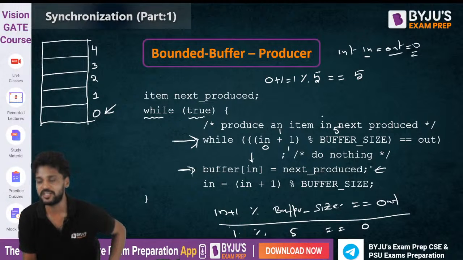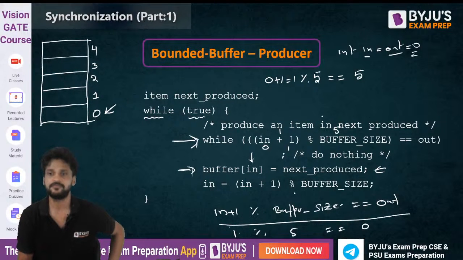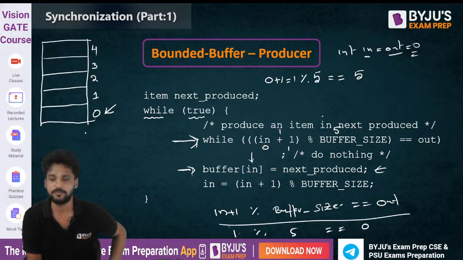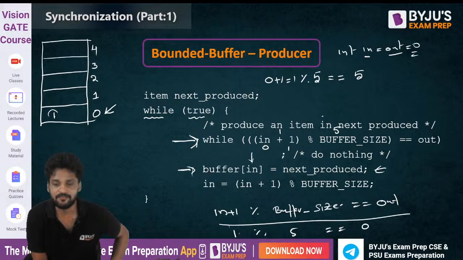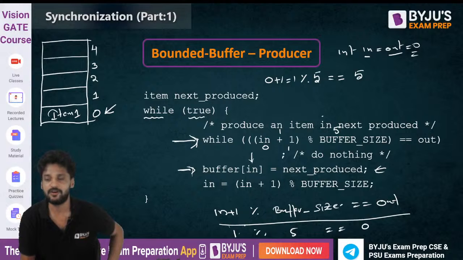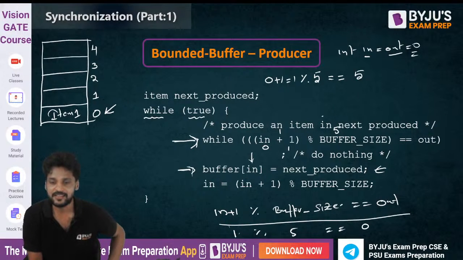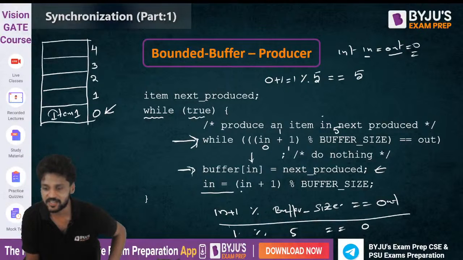Buffer[in] equal to next produced. This next produced item will get transferred to the buffer where in is pointing. So item 1 will get produced here. Next, again, what will happen? The condition gets checked: (in + 1) mod buffer size. Then after that, what happens? In gets increased: in is equal to (in + 1) mod buffer size.